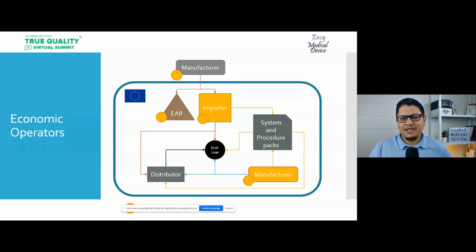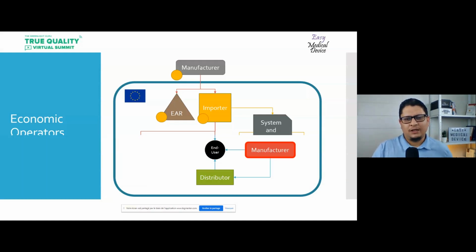Just a few points. This PRRC is a person that is within the company, or can be a consultant for small companies. And they have to have some skills. There are two options. The first option is to have a diploma in law, medicine, science, engineering, etc., and 1 year of experience in the quality and regulatory affairs field in medical devices. And the second is to have 4 years of experience in quality and regulatory affairs for medical devices.